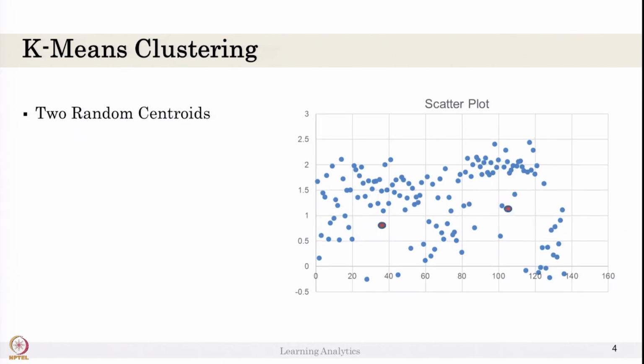Let us see how these 2 random points vary. Consider the 2 points have been moved here, and this can be one cluster and this can be the second cluster. Let us see what this distance is and how this distance is calculated.